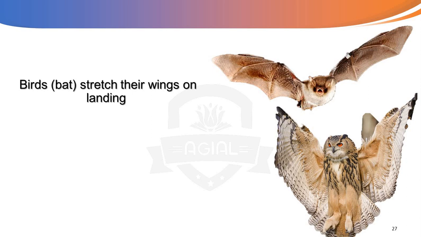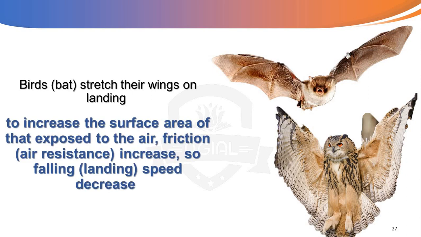Birds or bats stretch their wings on landing. Why? To increase the surface area exposed to the air. Based on that, the friction force or air resistance increases, so the landing speed will decrease.